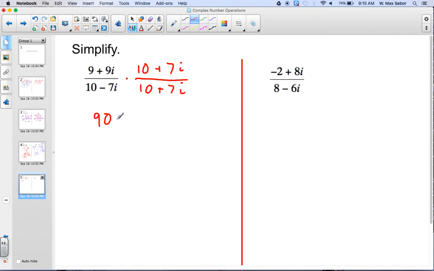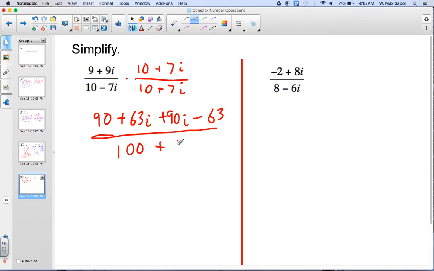90, 63i, 90i, and negative 63 over. And we could do out this, but because this is a difference of squares, this is the same thing as 10 squared minus 7i squared, which will be negative 49. So minus negative 49 will become plus 49. And this is how it should always work out if you are correctly multiplied by the complex conjugate.